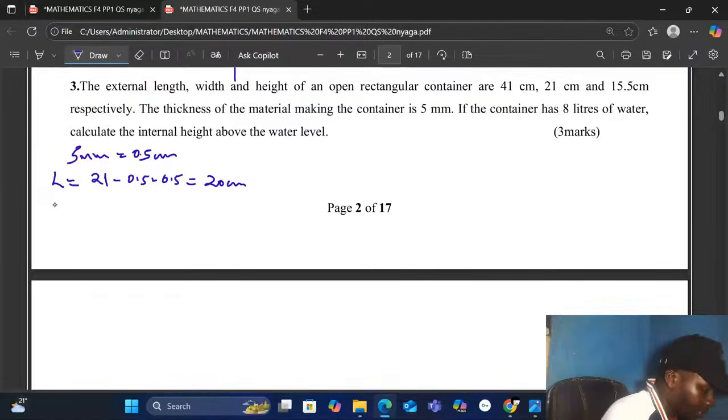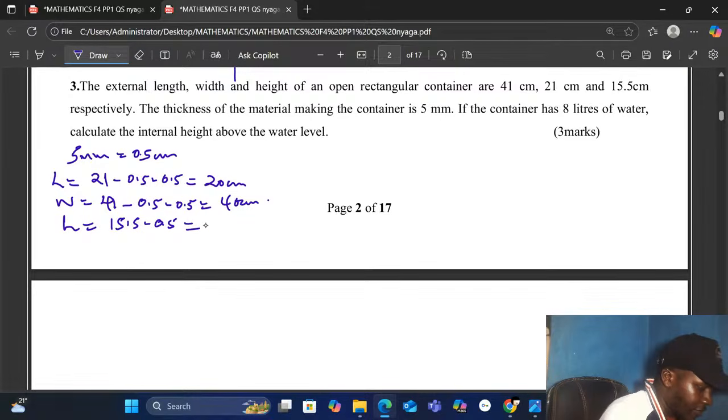Then the width: we take 41 minus the thickness on both sides, which is 0.5, and then on the other side 0.5, and we get 40 centimeters. Then the height, we shall only remove 1, so we shall have 15.5 minus 0.5. It is only on one side, therefore we shall have 15 centimeters.